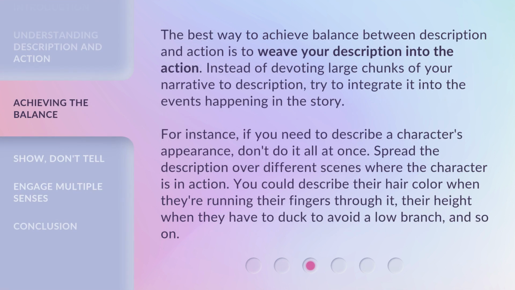The best way to achieve balance between description and action is to weave your description into the action. Instead of devoting large chunks of your narrative to description, try to integrate it into the events happening in the story. For instance, if you need to describe a character's appearance, don't do it all at once. Spread the description over different scenes where the character is in action. You could describe their hair color when they're running their fingers through it, their height when they have to duck to avoid a low branch, and so on.